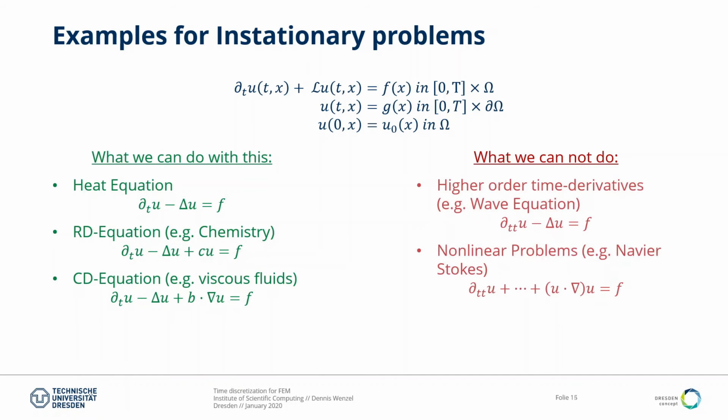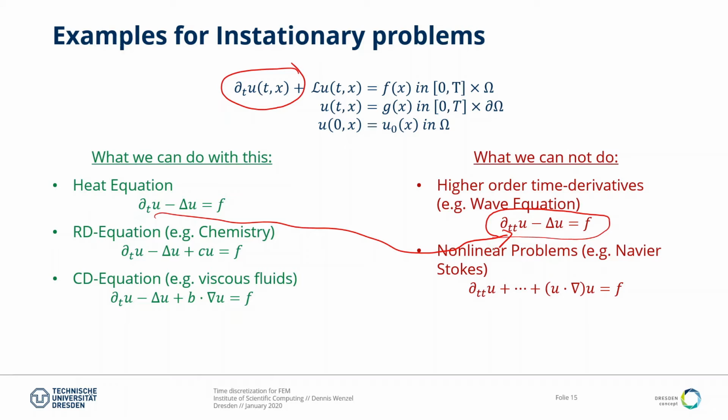But there are, of course, also things we cannot do with this setting so far. We have just included a single derivative with respect to time, but of course there exist partial differential equations with higher order time derivatives. For example, the wave equation is just exactly the same as the heat equation, except for the difference that we now have two time derivatives. And this leads to this oscillatory behavior that wave equations produce.